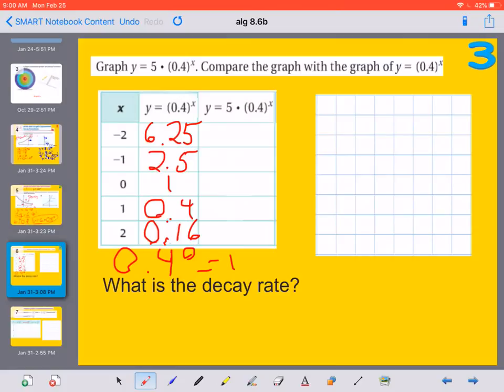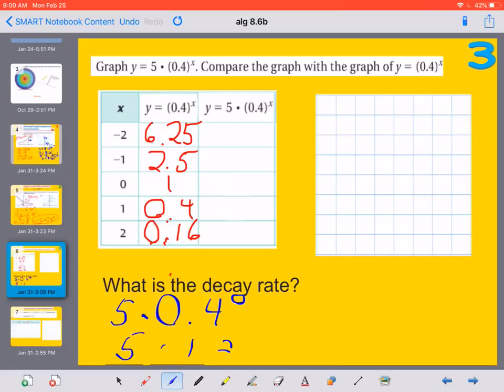So we need to start off with, well actually let's figure out what the other one is first before we graph, because we're going to need to put numbers on our graph based on what we get. So now if I would put 0 in for our x, we would have 5 times 0.4 to the power 0, which is going to be 1 times 5. So that's going to equal 5 at 0.